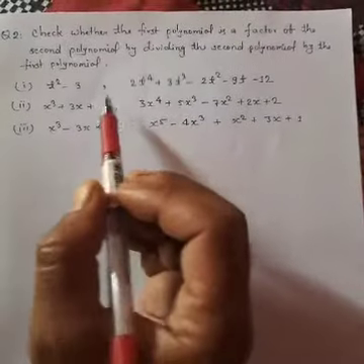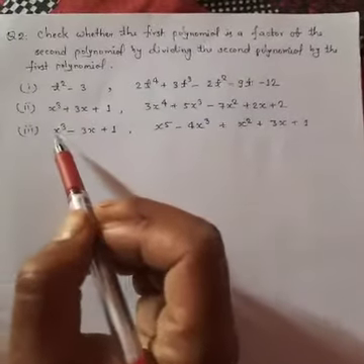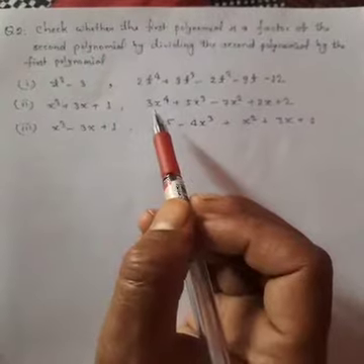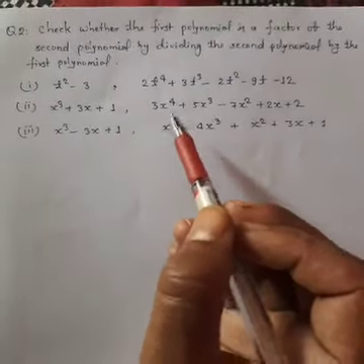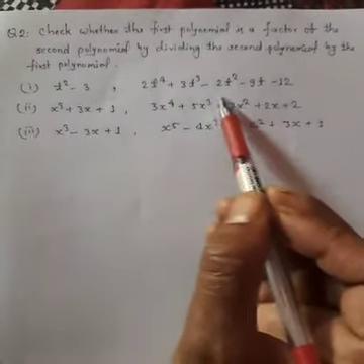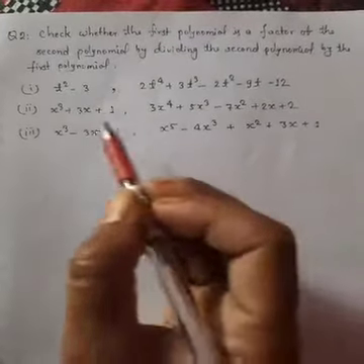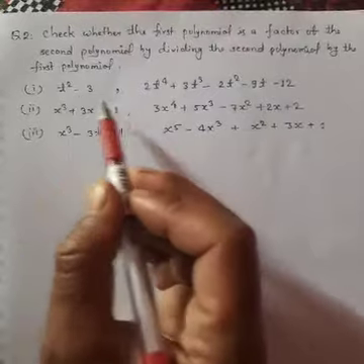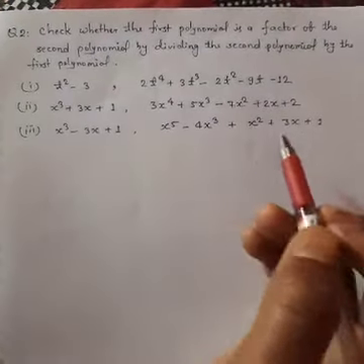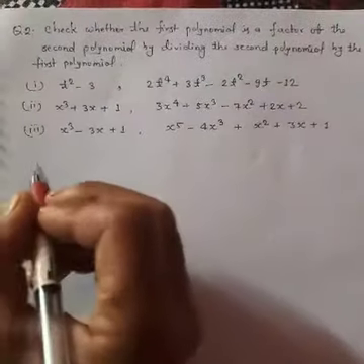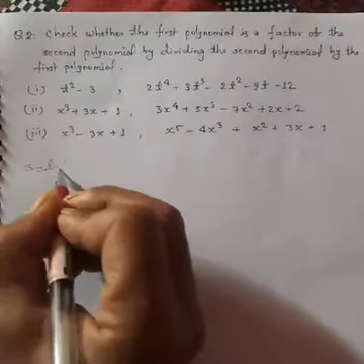Here you can see the three questions. Questions number 1, 2 and 3 are given here, and we have to find whether the first polynomial is a factor of the second polynomial. So we have to find it by the division method. So how do we find it, students?